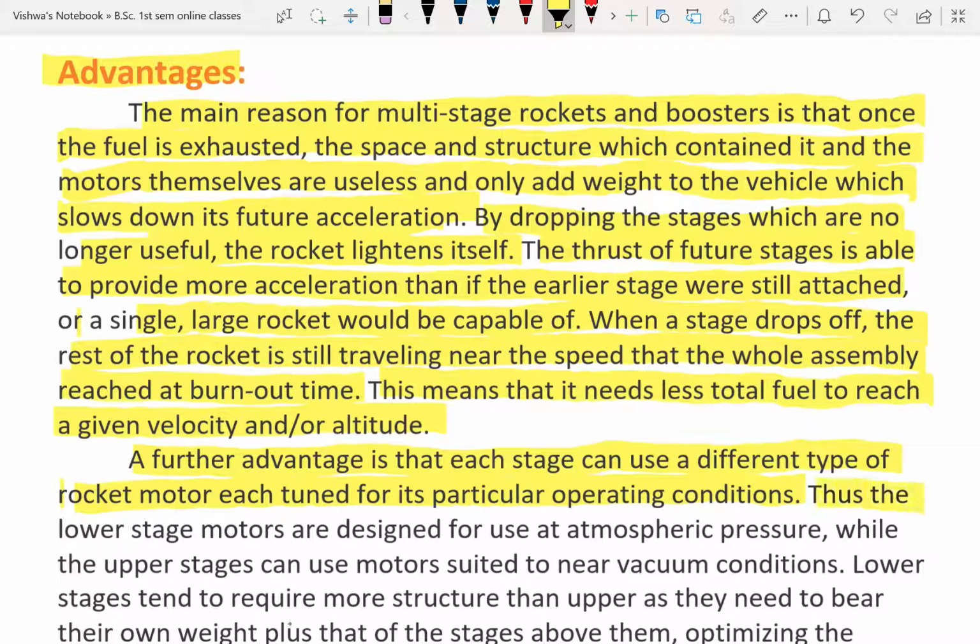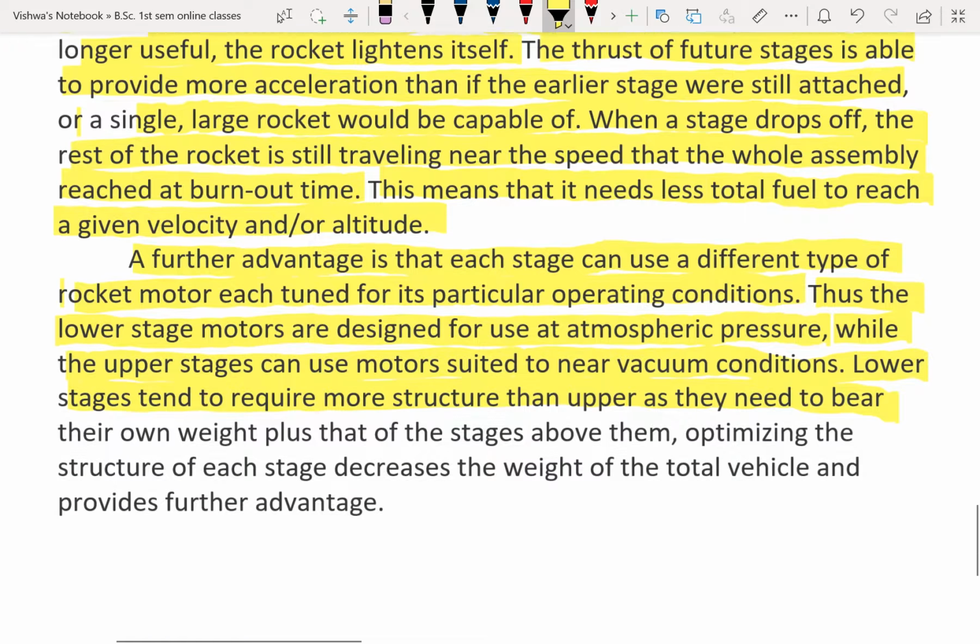Thus the lower stage motors are designed for use at atmospheric pressure, while the upper stages can use motors suited to near vacuum conditions. Lower stages tend to require more structure than upper ones, as they need to bear their own weight plus the stages above them. Optimizing the structure of each stage decreases the weight of the total vehicle and provides further advantages. So these are the two advantages.